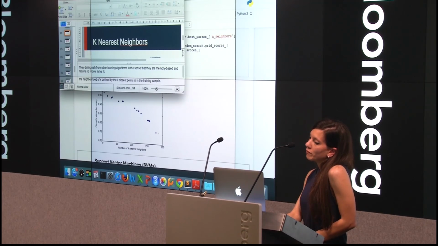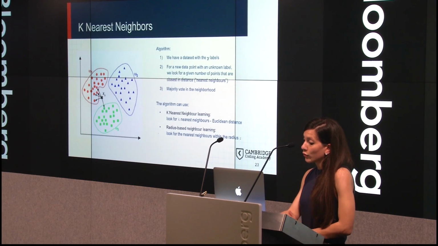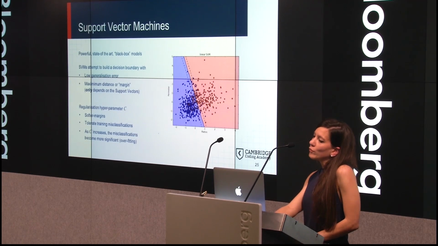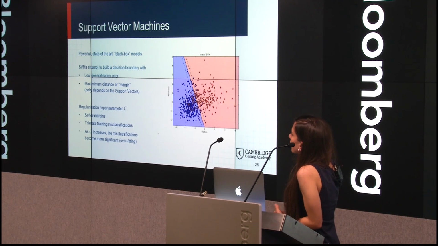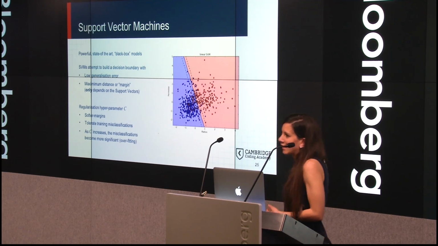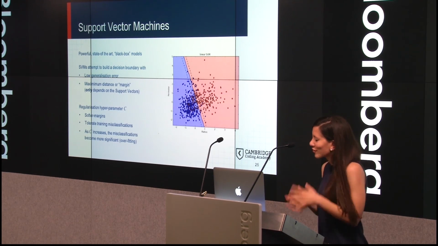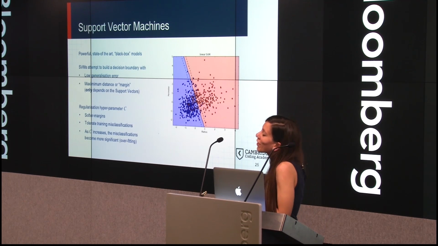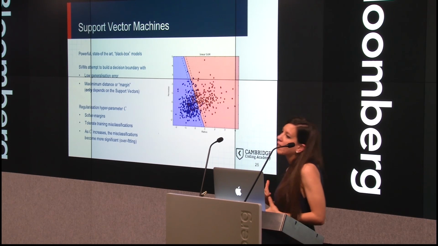So at this point, we saw that our KNN classifier performed adequately, but maybe we can do better. So as a next step, we can investigate one of the most powerful, and personally my favorite, machine learning techniques. Support vector machines are quite powerful and state-of-the-art machine learning techniques, and they're considered black boxes.